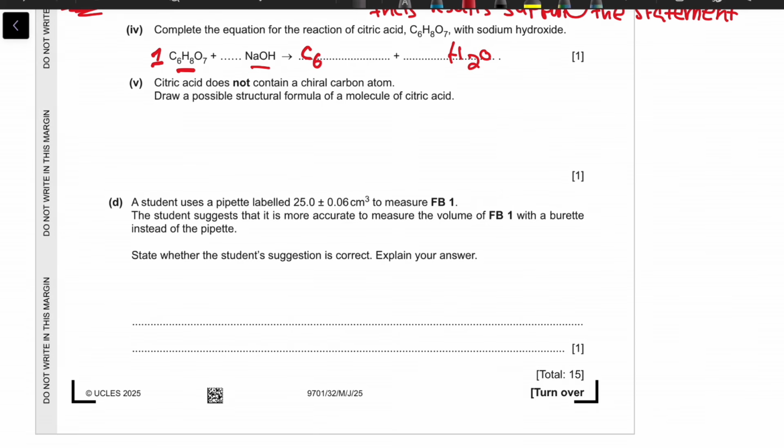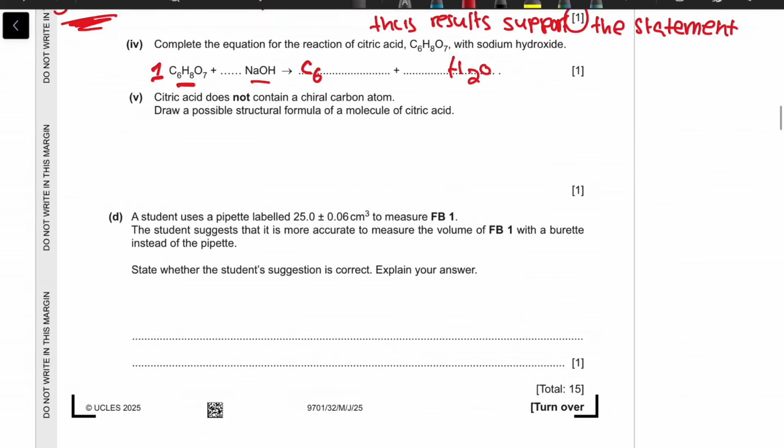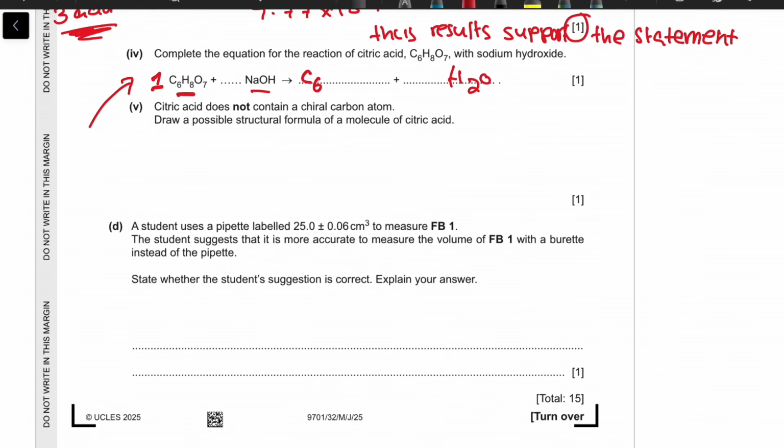And really, well, if we're trying to balance these out, what happens when we have an acid and a sodium hydroxide? So when an acid and a sodium hydroxide react, we remove water.